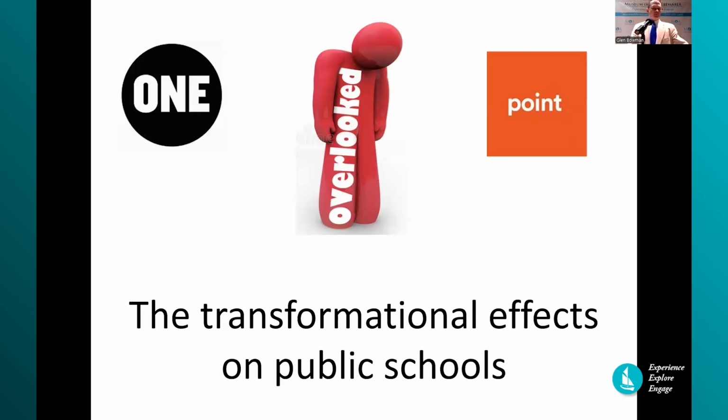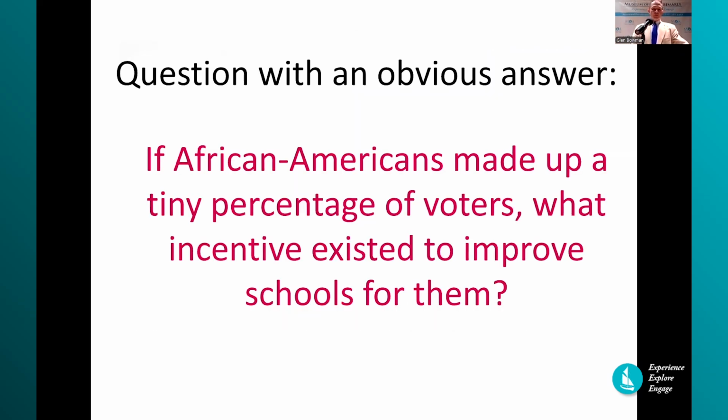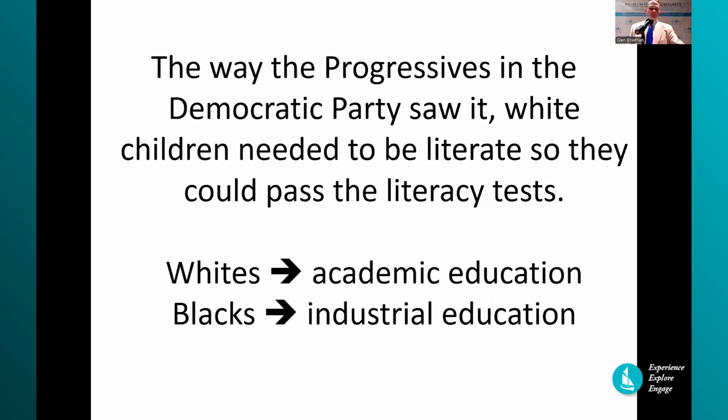Now, this affected public schools, obviously, and you think, well, how so? Well, if blacks only made up a small percentage of voters, what's the incentive to improve their schools? Because voters won't make them accountable, because there will not be many black voters. So why put anything in the black schools? And because of this literacy test that was now going to be in play, starting really in 1908, white children needed to be literate so they could pass these tests, presumably.